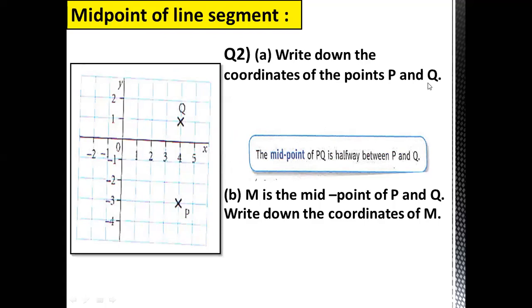You've been raising your hand, yes? P is (4, -3). That's right. And Q? Q is (4, 1). That is right.